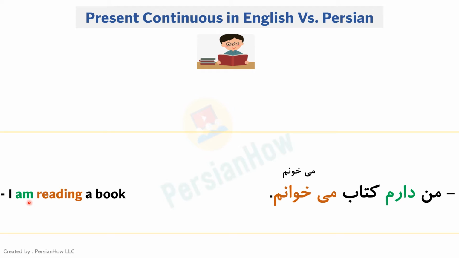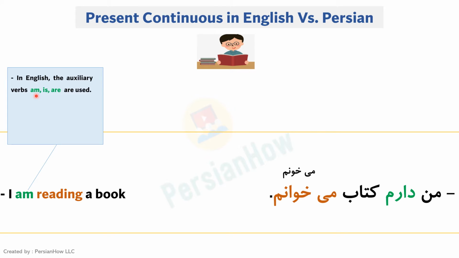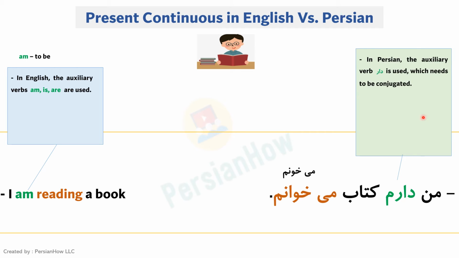Let's start with the auxiliary verb. So here the auxiliary verb am is used, which comes from the infinitive to be. So in English, to form present continuous, the auxiliary verbs am, is, are are used. But in Farsi, the auxiliary verb dar is used. And dar comes from the infinitive داشتن, which means to have.